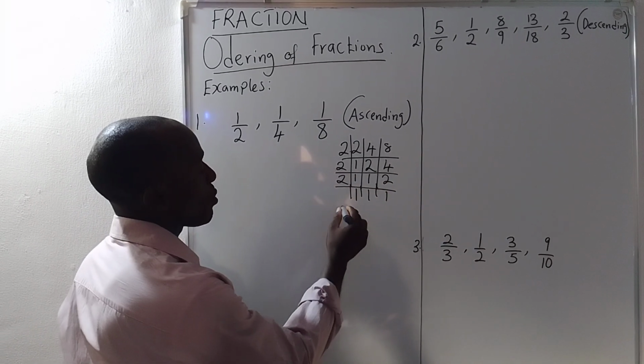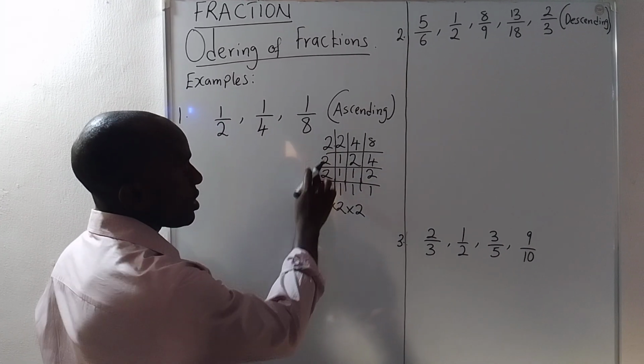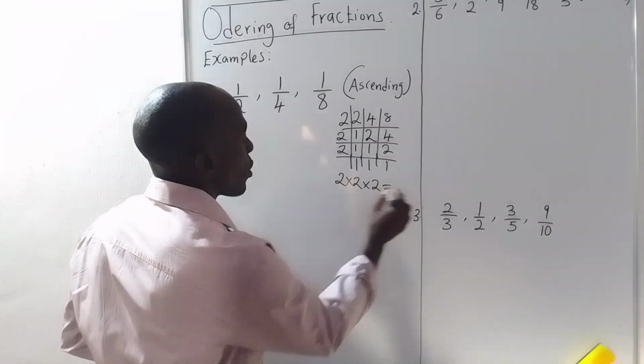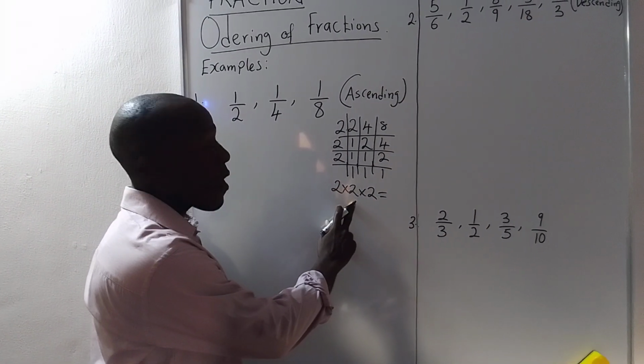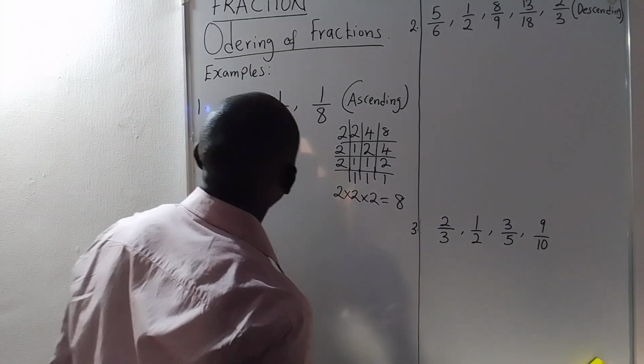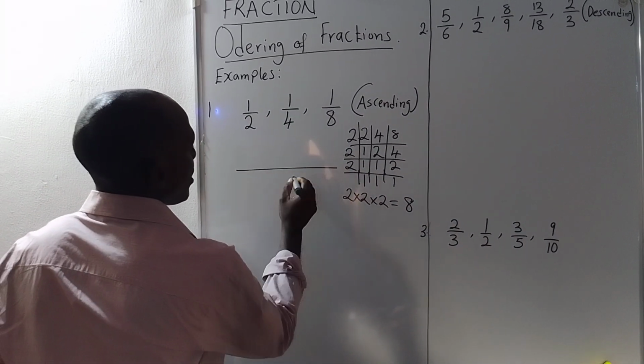So the lowest common multiple is 2 multiplied by 2 multiplied by 2. Those divisors, 2, 2, 2, they are there. So 2 multiplied by 2 will give us 4, and 4 multiplied by 2 will give us 8. So the common multiple among these three fractions is 8.